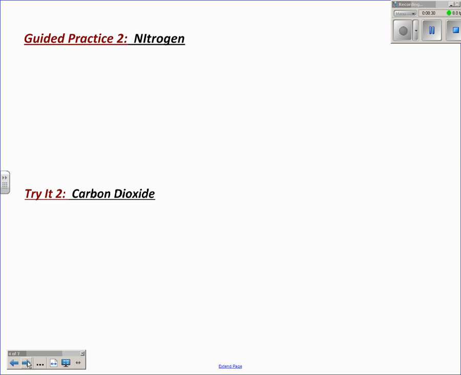Let's try nitrogen. Practice 2. This is guided practice. So we take nitrogen. We know that nitrogen has 5 valence electrons around it. 1, 2, 3, 4, 5. Now remember, the unpaired ones I'm going to try and draw so that they're facing towards the other atom. Then I'm going to start to pair unpaired electrons.